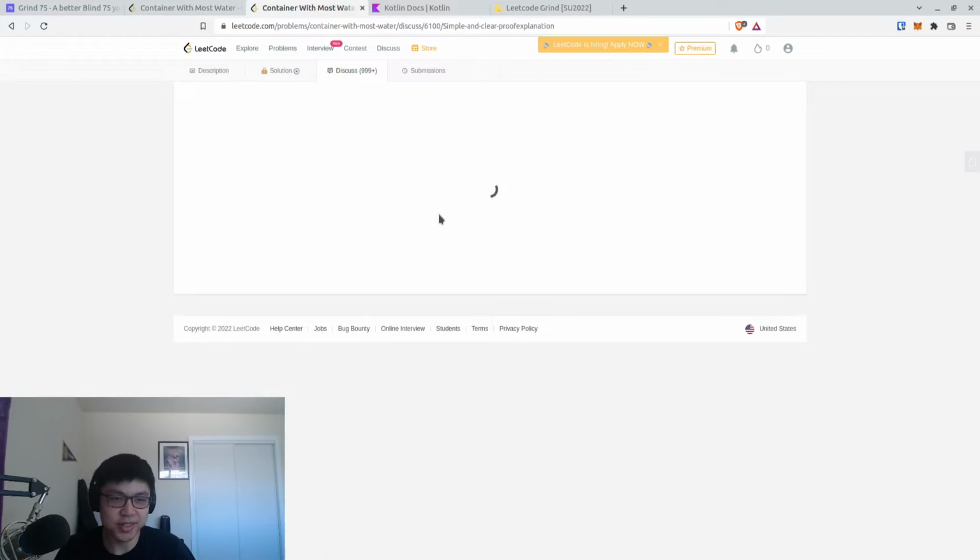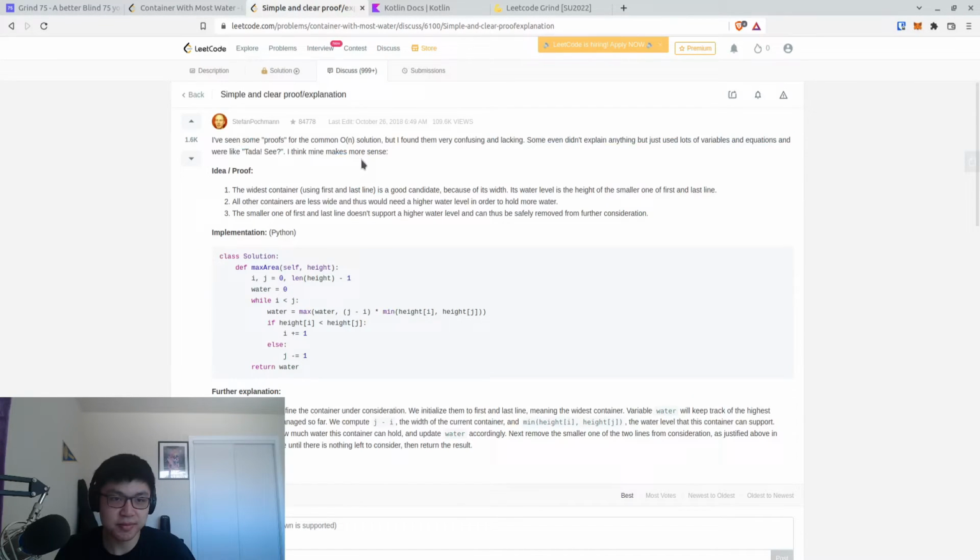Simple and clear proof and explanation. The widest container is a good candidate because of its width. The water level is the height of the smaller one. All the other containers are less wide and thus would need a higher water level to hold more water. Yes. The smaller one of the first and last lines doesn't support a higher water level and thus can be safely removed from further consideration.